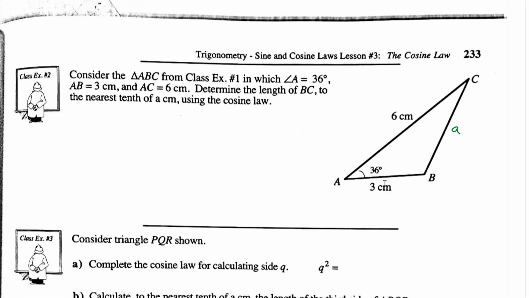Anyways, according to the cosine law, if we want to get a, then I'm going to set up the cosine law as a squared is equal to the other two sides squared and added together. So b squared plus c squared minus 2 times the other two sides as well, bc, and then we have the cosine of A, which is the angle opposite to the side that we're interested in. So I just have to plug these numbers in, and it's literally as simple as that.